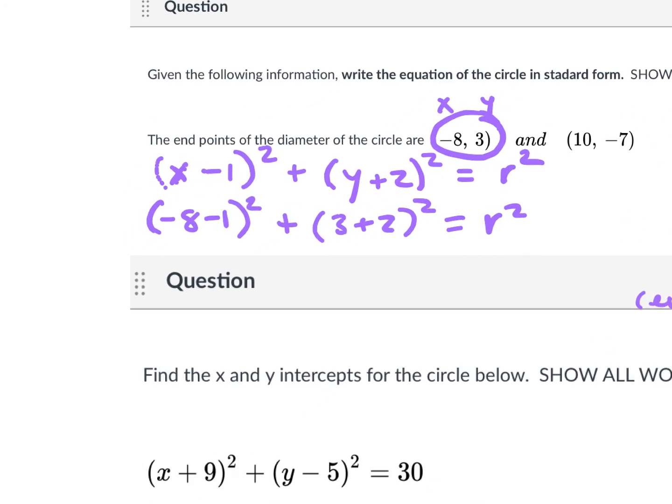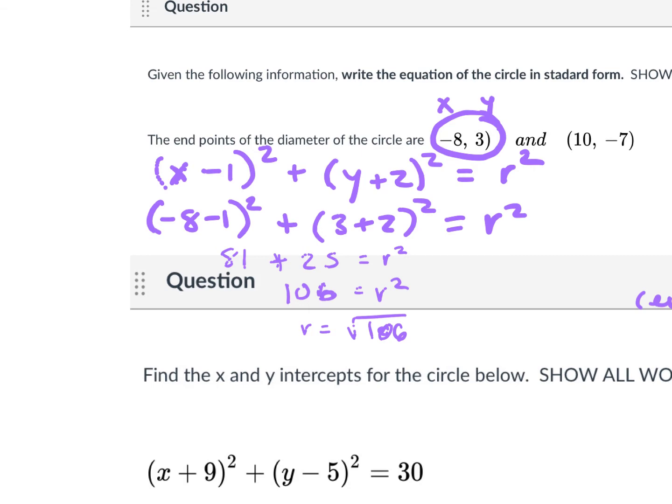So this would be -9 squared, which is 81, plus 5 squared, which is 25. So this would be 106 is equal to r squared. So r is equal to the square root of 106. I don't think I can simplify 106. Let's see. No. So we're just going to leave it as the square root of 106.